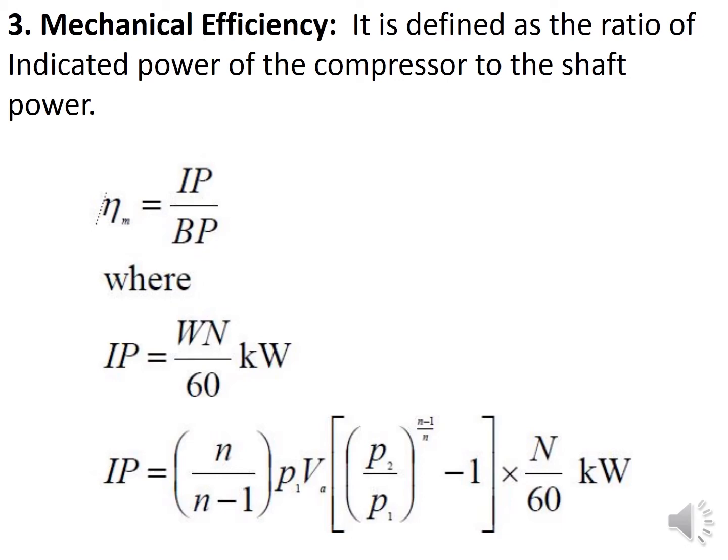Now we have one more efficiency. Mechanical efficiency is defined as the ratio of indicated power of the compressor to the shaft power. In the earlier case for IC engine, what was the formula? BP by IP. Here for the compressor it is IP by BP. Why? Because engines are work generating, these are work absorbing. So the formula reverses. IP you can calculate by Wn by 60 kilowatts, or one more formula is given like this, you can calculate using this.